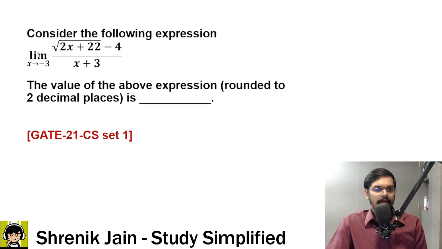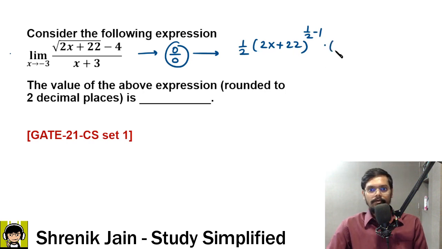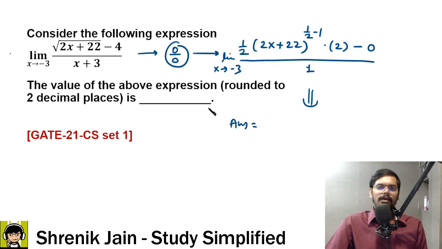0.25 is absolutely right. Why? Sir, we did the direct substitution. We got a 0 by 0 form. So L'Hopital can be applied. Differentiating the numerator with respect to x, it would be half of (2x plus 22) the whole power half minus 1, into the differentiation of this thing with respect to x, which would be 2, minus the differentiation of the constant, which is 0, divided by the differentiation of the denominator with respect to x, which is 1. So now please check it out. Limit x tends to -3. What is the answer? So my final answer is, now I can do the direct substitution.